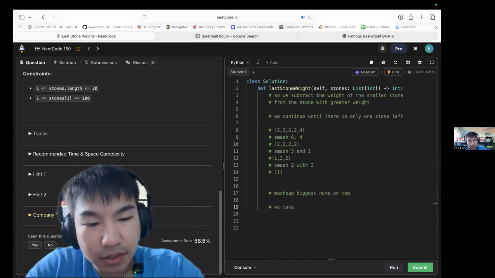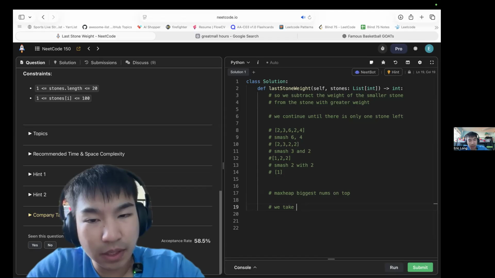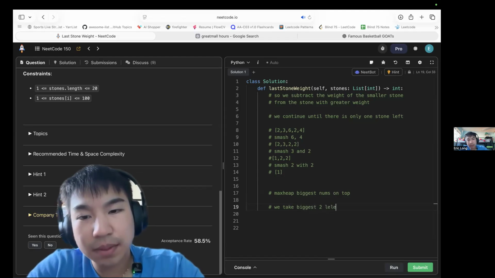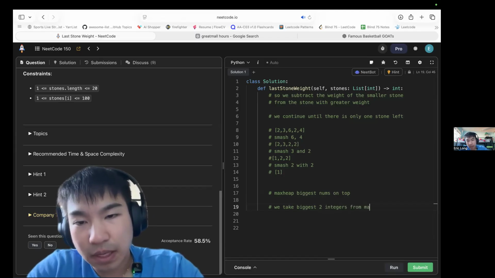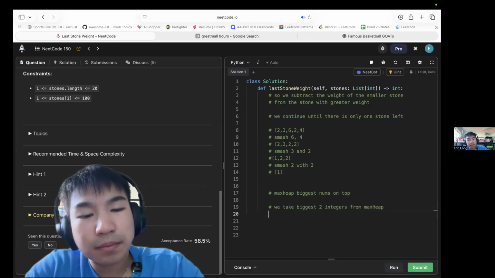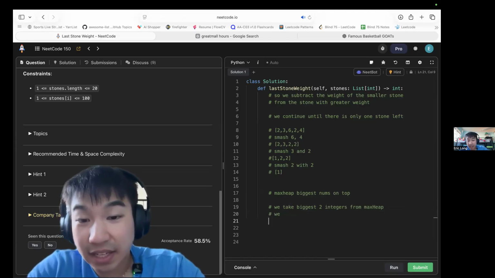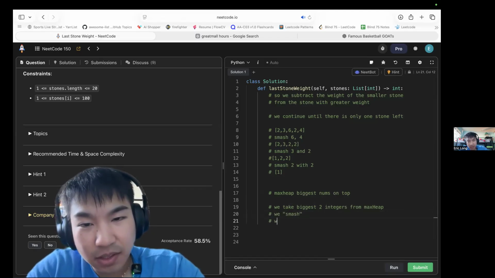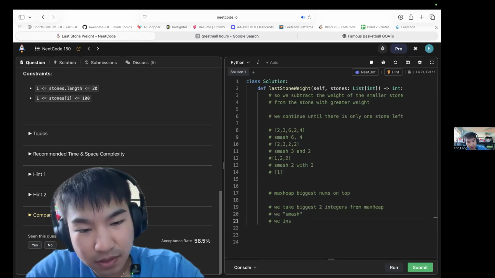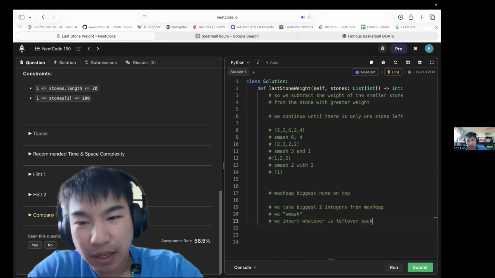We take the biggest two elements from the max heap. We subtract them, we smash them. We smash, aka subtract. We insert whatever is left over back into the heap using, what is that?